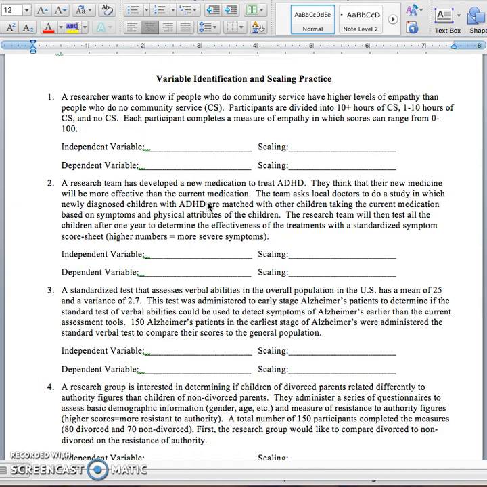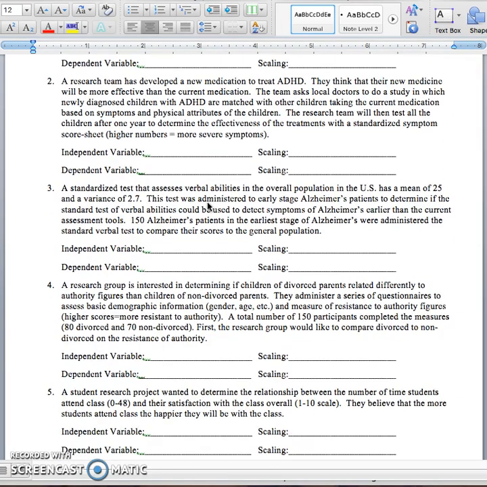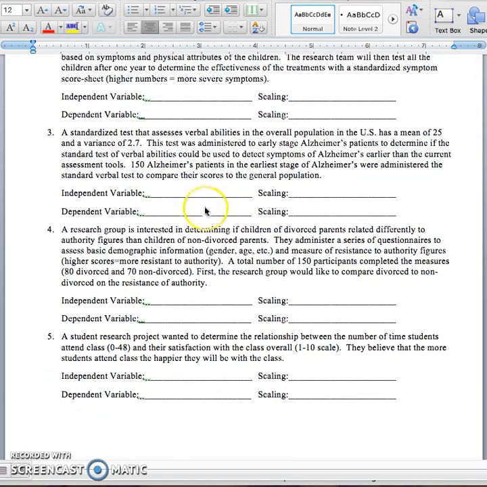Okay. The dependent variable would be the severity of symptoms on the measure a year after they take the medication. So again, the severity of symptoms depends on whether they're taking the current medication or not. That's how they set up this experiment. We're manipulating the experiment by giving some children a new medication and others don't. And what we're measuring based on that is severity of symptoms. Okay. Let's skip down here.